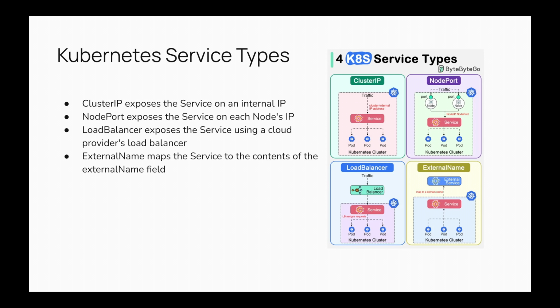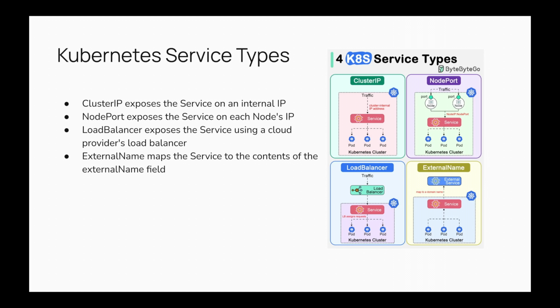This is the most advanced type. It exposes the service externally using a cloud provider's load balancer. When you create a service of this type in a cloud environment like AWS, Azure, or GCP, Kubernetes will automatically provision a cloud load balancer for you, giving you a single stable and public IP address. In this course, we are using MetalLB for creating the load balancer, which we will talk about later.